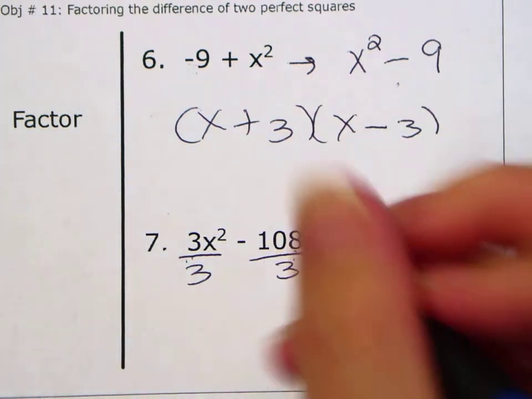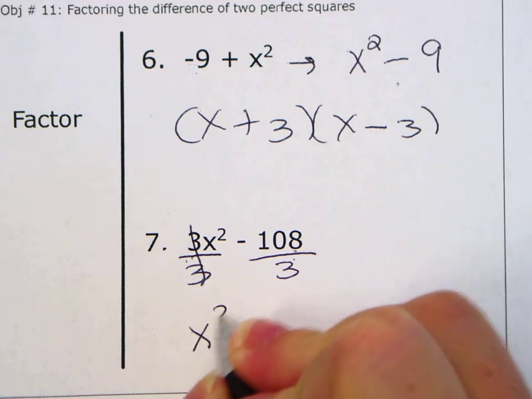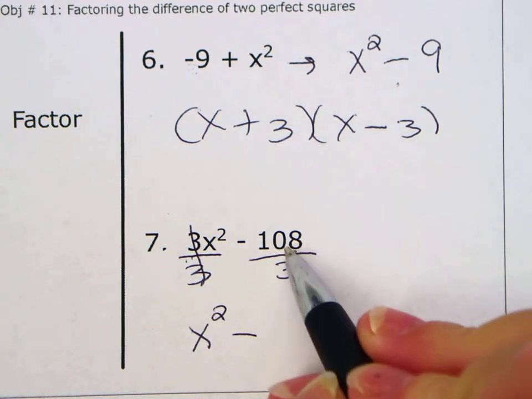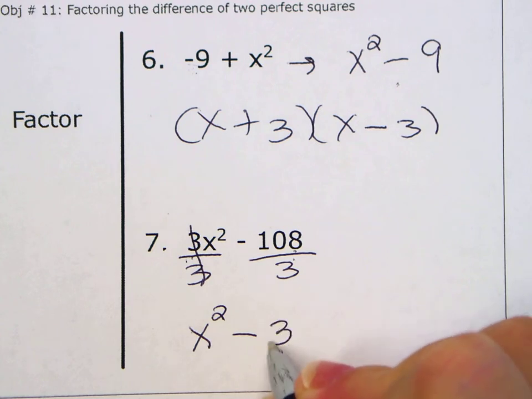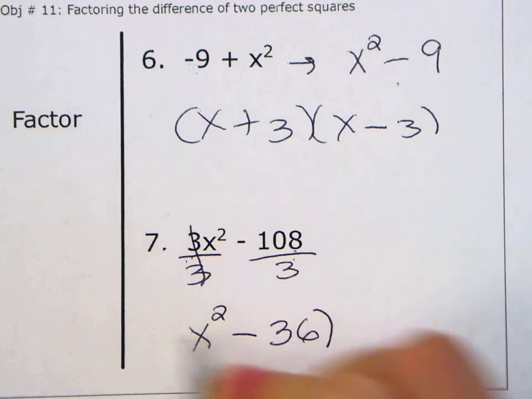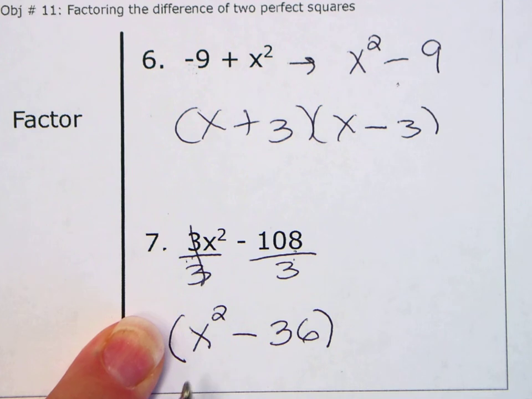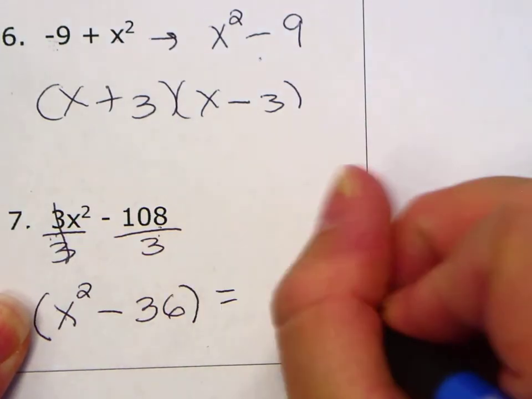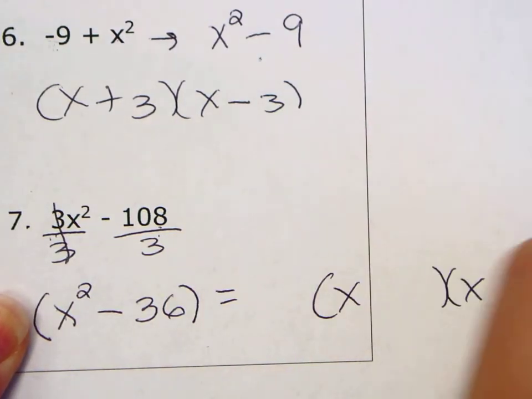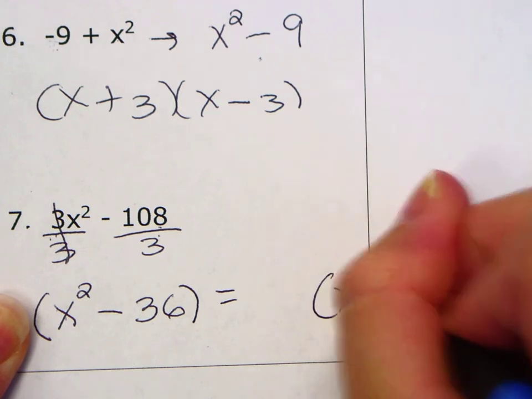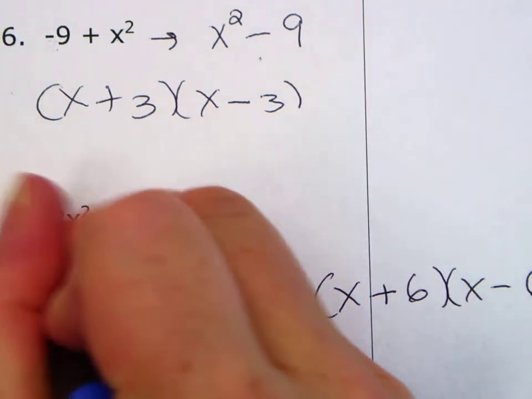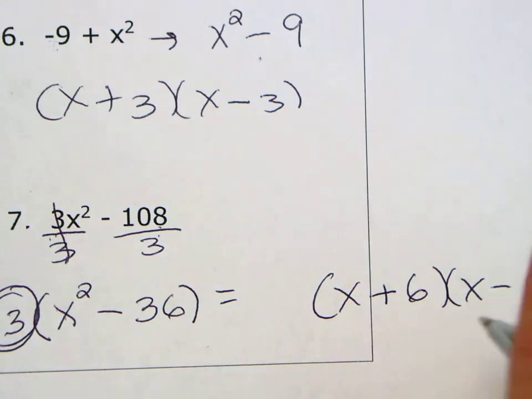See what happens. The 3's cancel, and you get x squared minus 108 divided by 3 is 36. It's a GCF, so parentheses and 3 on the outside. Now look at x squared minus 36. Is that factorable? Yeah. That's a difference of squares. How do you factor x squared minus 36? X, 6, one's plus, one's minus, and then don't forget to put the 3 on the outside.